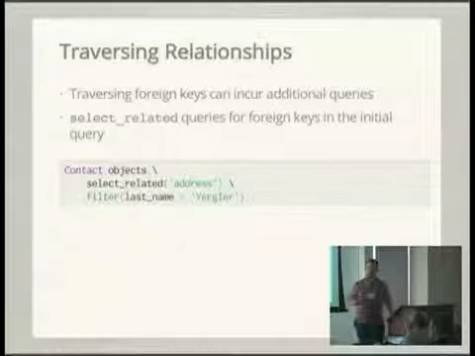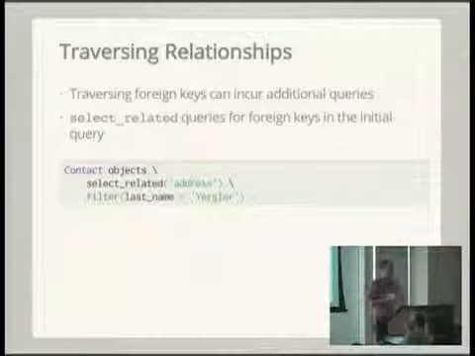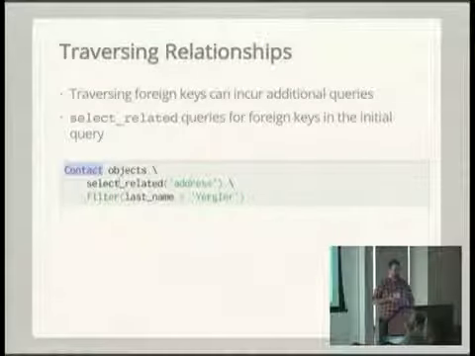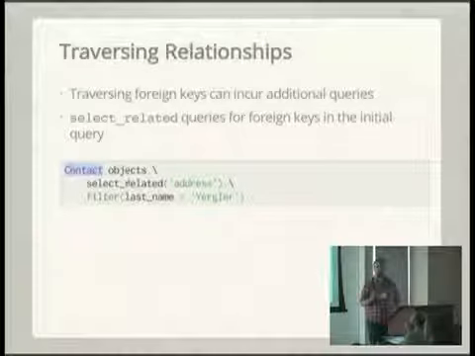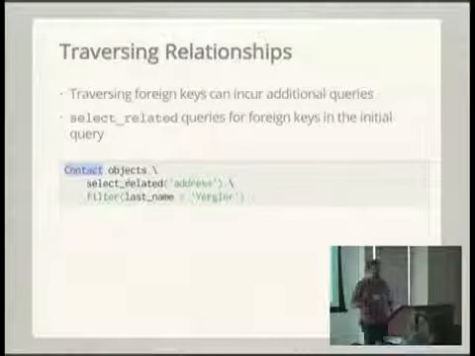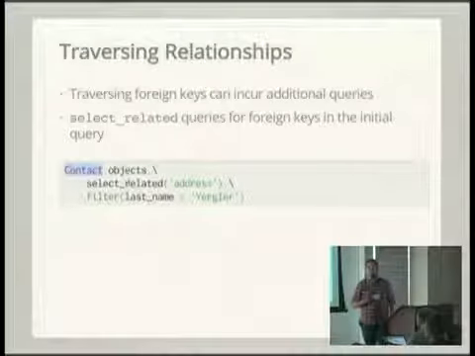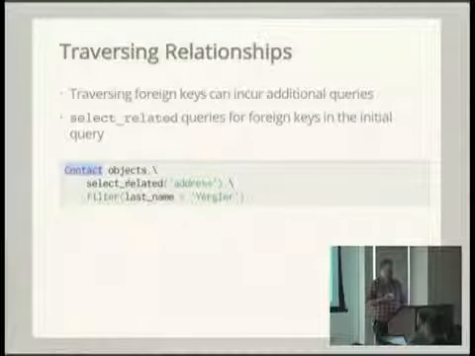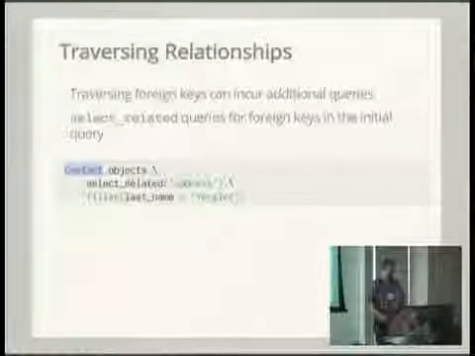If you know you're going to need it, you can use something called select_related. This basically says, hey, when I'm going to make this contact query, and it's got a related field called address, when you do the get or the select from the database, get me the address data too, pretty please. So that lets you avoid the extra query.